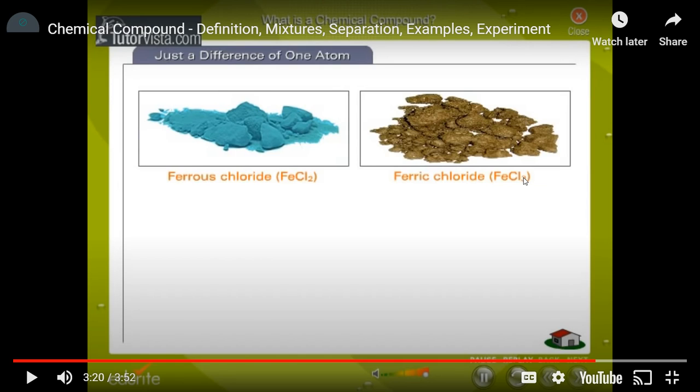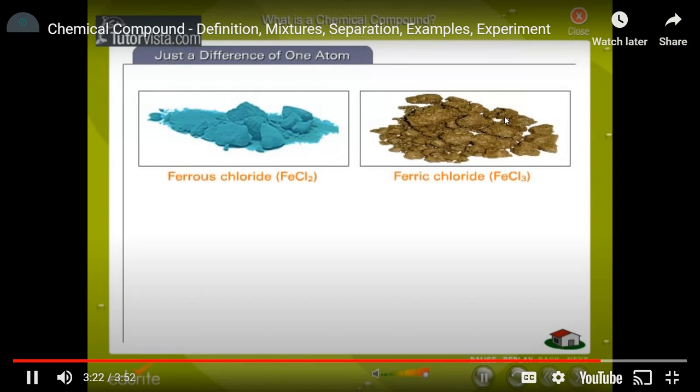Look at what the difference of just adding one more chlorine does to this substance. It has changed colors completely. Okay, that is the difference adding just one more chlorine.